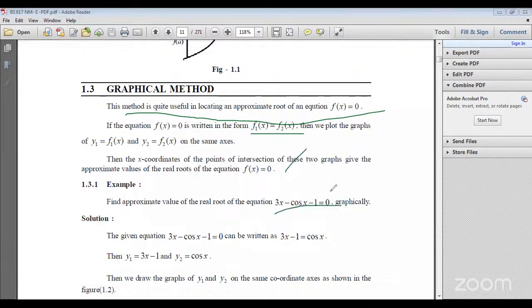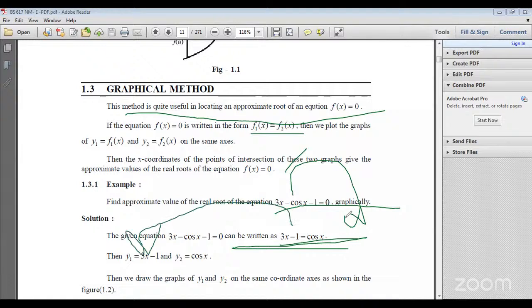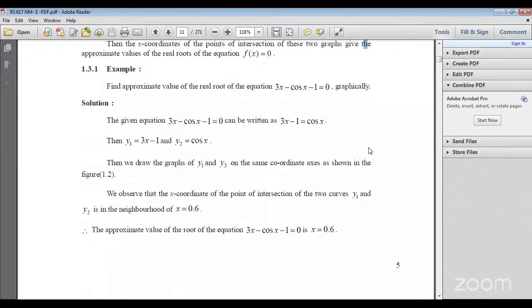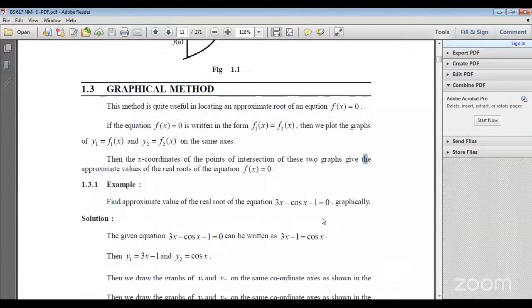See here, 3x minus cos x equals 0. Taking cos x to the other side, both sides we get 3x = cos x, right? Yes, sir. Then y1 is 3x and y2 is cos x, correct? Yes, sir, we will write this in the exam. So we draw the graphs of y1 and y2 on the same coordinates, shown in figure 1.2. So I will show the graph here.